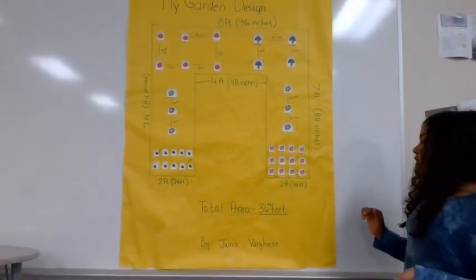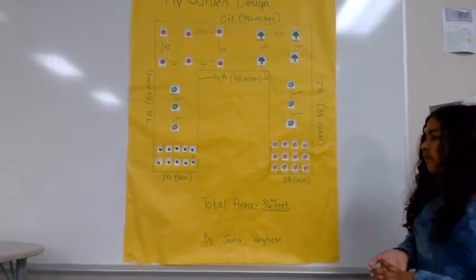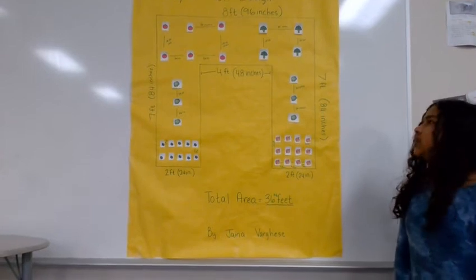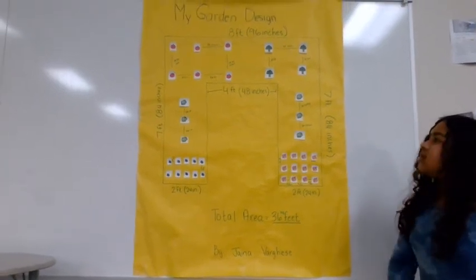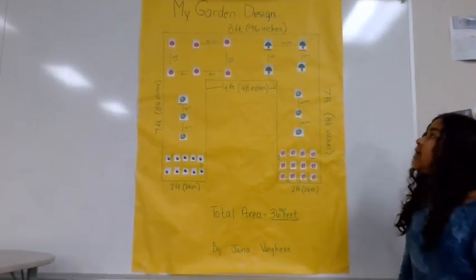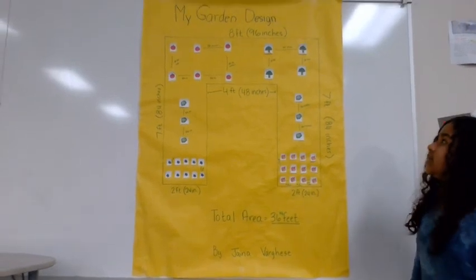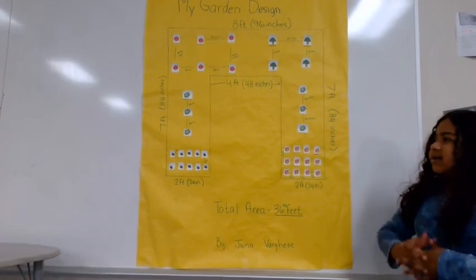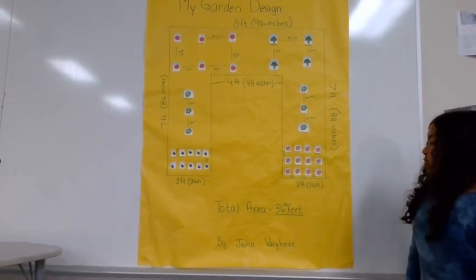The two bottom parts are 2 feet, which equals 24 inches. Both the sides are 7 feet, which is 84 inches. The middle is 4 feet, which is 48 inches. The top is 8 feet, which is 96 inches. And all of those feet add up to 36.